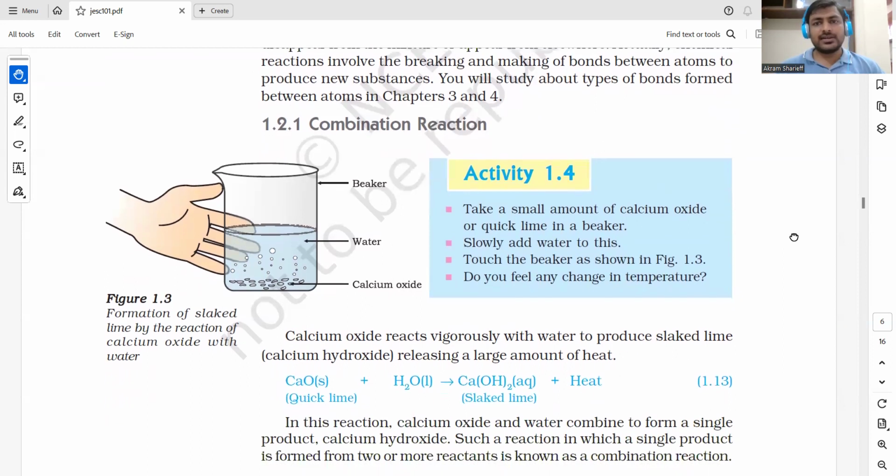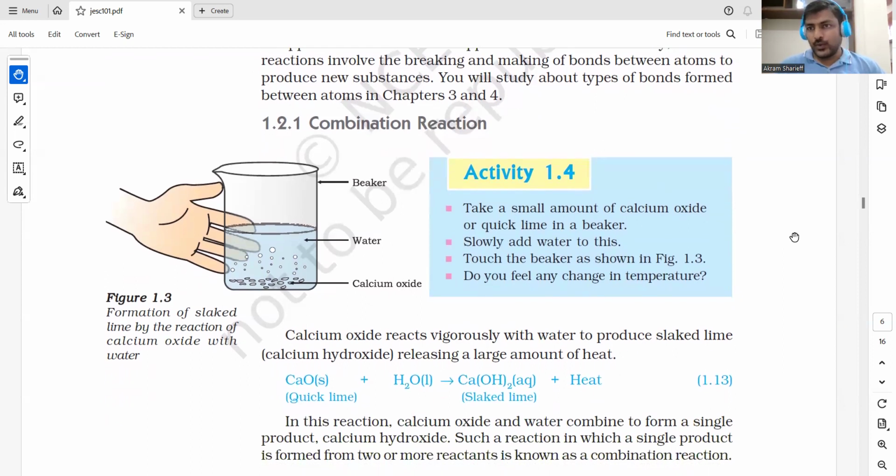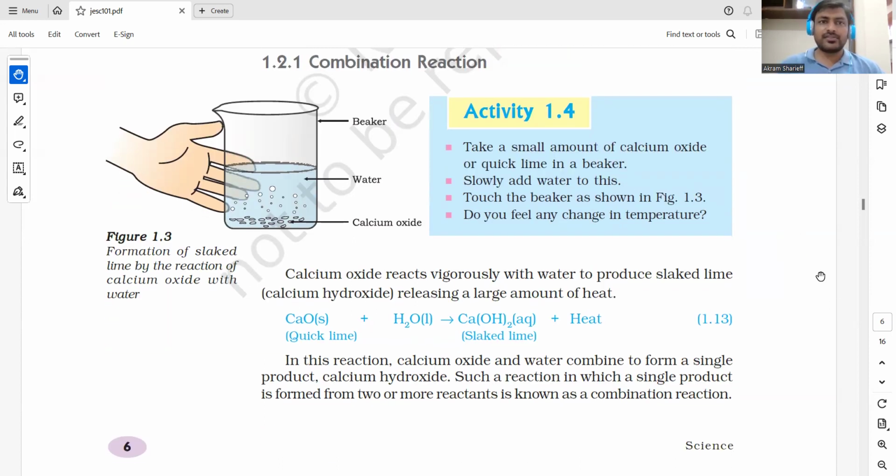Take a small amount of calcium oxide or quicklime, CaO, and slowly add some water to it. Touch the beaker as shown in the figure. Do you feel any change in temperature? Of course you will feel it. Why is there heat evolved in this reaction? So the reaction in which heat is evolved, what do we call it? And the reaction in which heat is absorbed, what do we call it? So reactions are also classified based on heat. We are going to learn that also. But this is a different type of classification which we have.